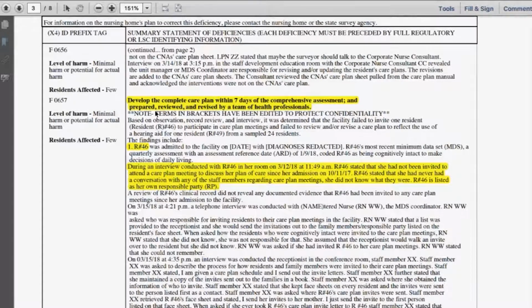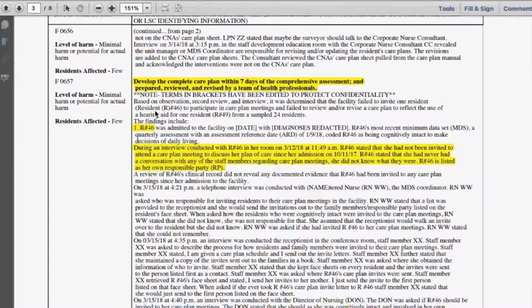Yes, and I didn't highlight it all, but they did talk to the receptionist, they talked to the director of nursing, they talked to other people on staff to find out what is going on, and essentially nobody really knew. And to summarize it, they were sending out invitations to care plan meetings to family, but they had completely bypassed the resident who was cognitively able to participate. Right, and it just didn't make any sense.